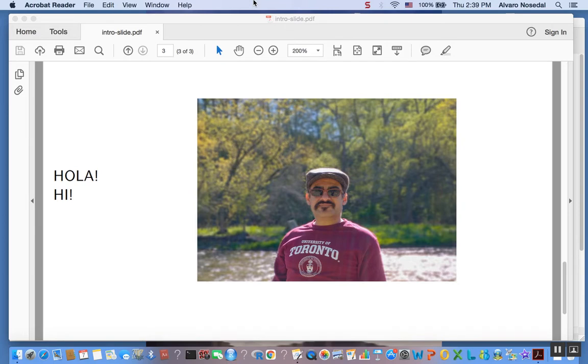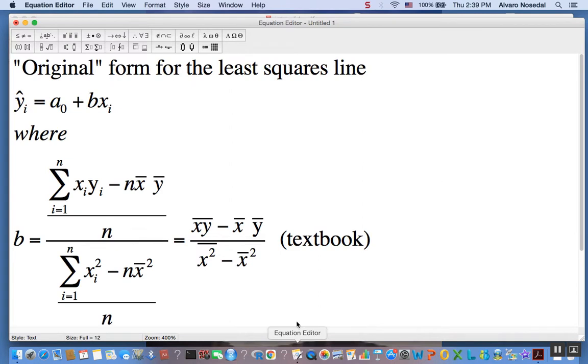Let's get to work. In this video, we will continue our discussion about simple linear regression. To be more specific, we are going to find an alternative form for the least squares regression line by solving the normal equations. And then we're going to establish a relationship between this alternative form for the least squares regression line and the original one, the old one that we talked about in another video. Okay? So let's begin.